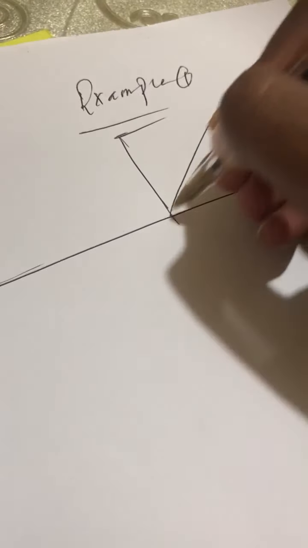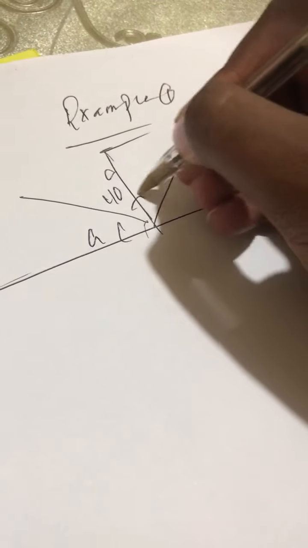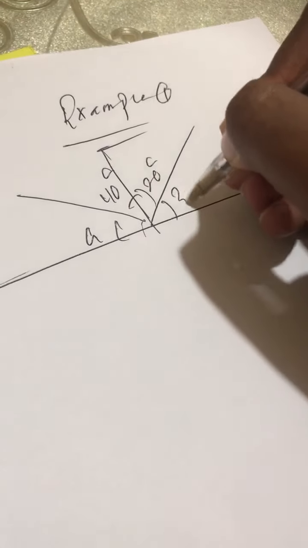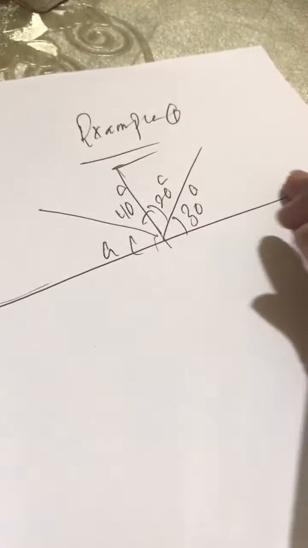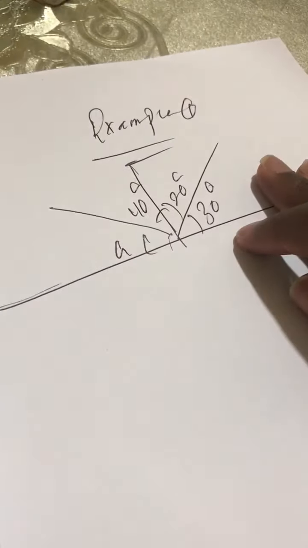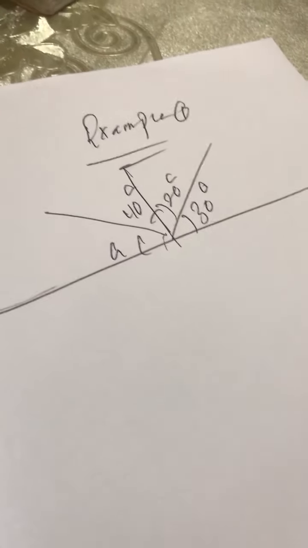Let's say we have this. Here's point A. Here's 40 degree. Here's 20 degree. Here's 30 degree. So you need to find the missing angle. Okay, so this is a straight line. The angles that form a straight line, we know that we measure by 180 degree.